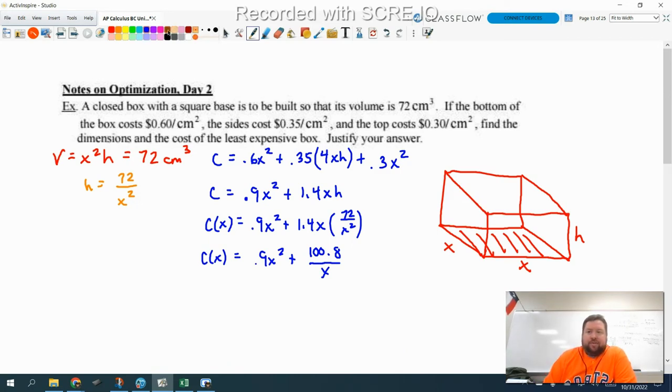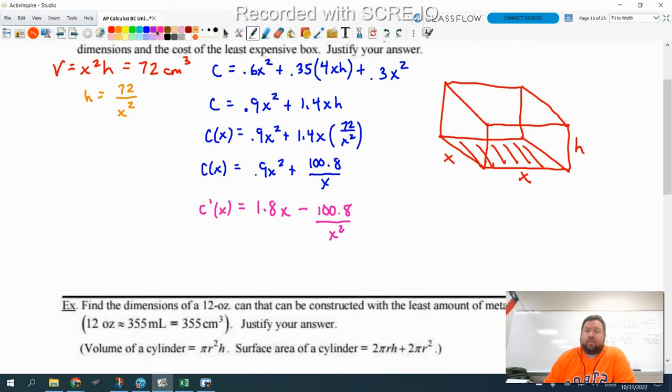So we're ready to do the derivative and find our critical point. C prime of X is equal to, multiply by 2, you get 1.8X to the first power, multiply by negative 1, so negative 100.8, X to the negative 2, so back down to the denominator we go. All right, to find our critical points, we set our derivative equal to 0 and solve. So I'm going to add this term over to the other side: 1.8X is equal to 100.8 over X squared. Then I can multiply by X squared on both sides. I can also divide by 1.8.